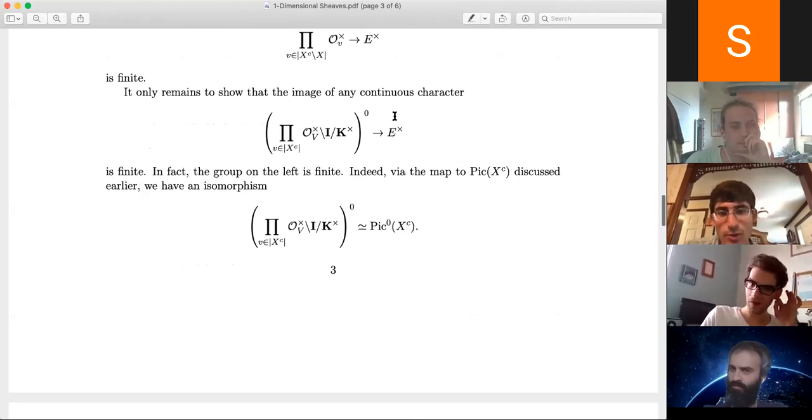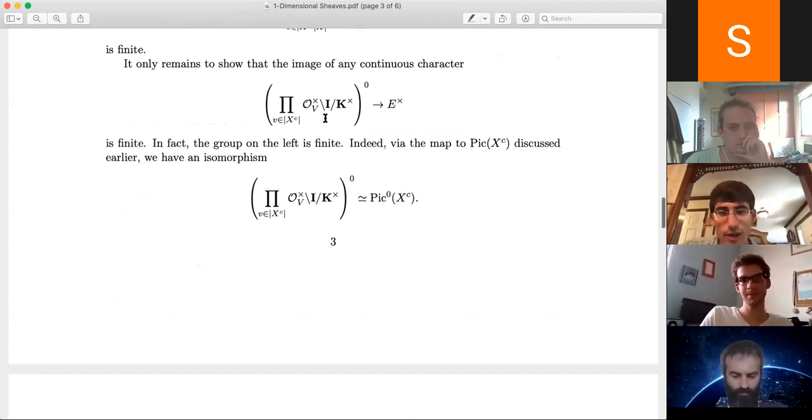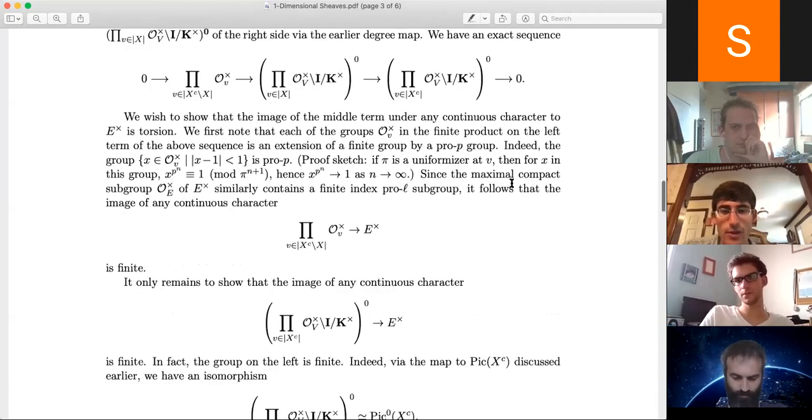So actually this group is finite. So that's why it's true. So why is it finite? Well, you have the map to the Picard group of XC as discussed earlier. And via that map, you actually get an isomorphism from this to the Pic^0. So just maybe sort of quickly say why that is.